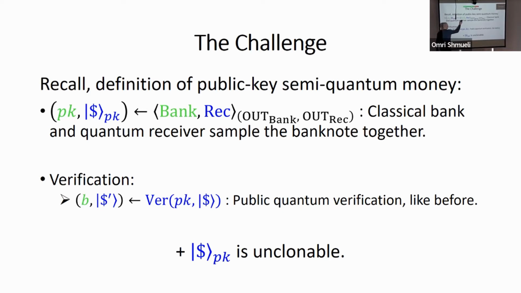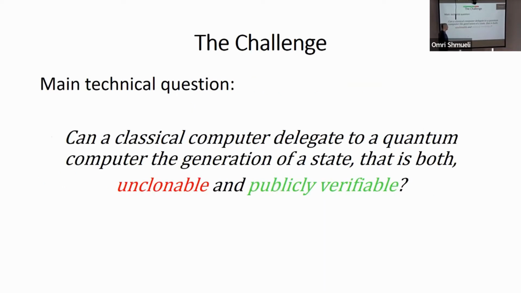So this is a classical algorithm that generates a publicly verifiable and unclonable state, which is exactly captured by this focus. The main technical question that we try to answer is: we want a classical computer, which is going to be played by the bank, to delegate to a quantum computer, which is going to be the receiver, one of the users, a state that has two properties, unclonable and publicly verifiable.